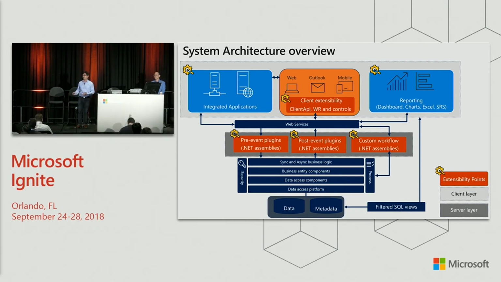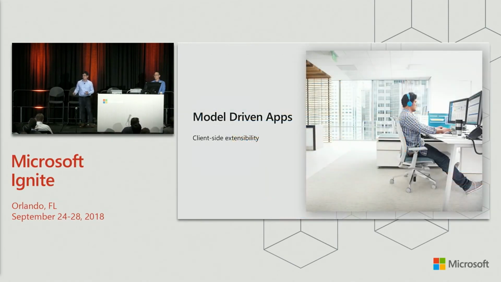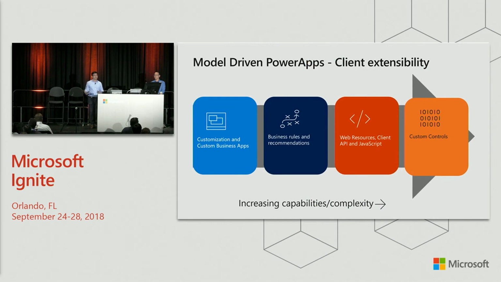So this diagram tells where to start from. Whenever there is a customization need for particular scenarios, you should always start at the client layer because that's the easiest one with minimal impact, and you get a lot of returns. Also on the client layer, you start with simple designer-based extensibility and then move towards more complex ones.